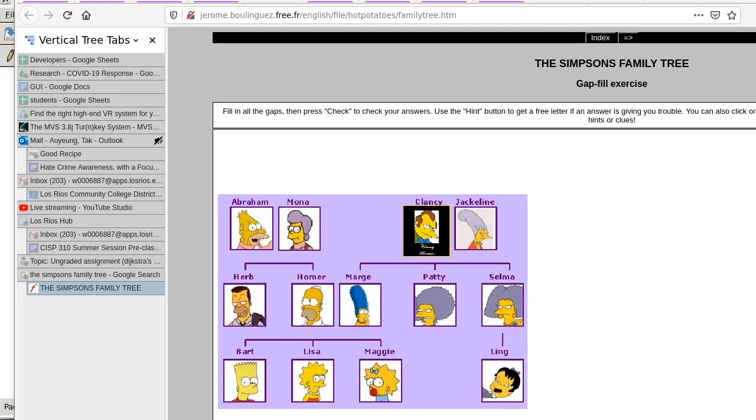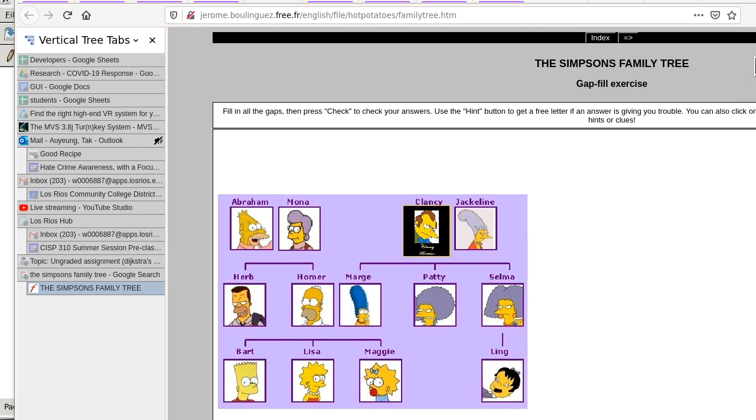We want to look at how the rules apply. We only have first cousins here. First cousin means the parents of the two people we are concerned about need to be zeroth cousins. We can check between Maggie and Ling. One of Maggie's parents is Marge, one of Ling's parents is Selma. Do Marge and Selma relate as zeroth cousins? Yes, they do, because they both share a parent, either Jacqueline or Clancy. So that makes Maggie and Ling first cousins.